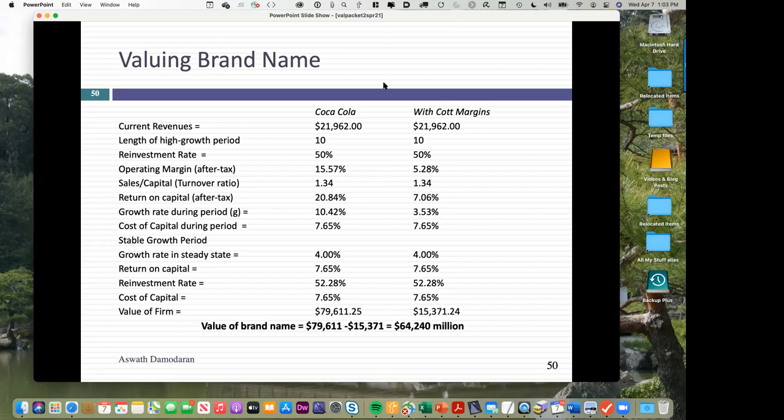How big a difference can it make? Well, when my margins go from 15.6 to 5.3%, my returns on capital drop, my growth rate drops, my value drops. In fact, the value that I get with COTT margins at Coca-Cola is 15.4 billion. You want me to add a brand name premium? I just did. In fact, the difference between those two numbers, 64.2 billion, becomes the value of Coca-Cola's brand name.